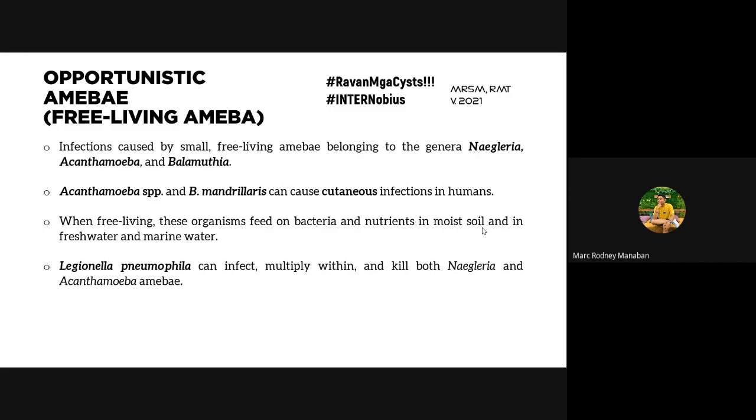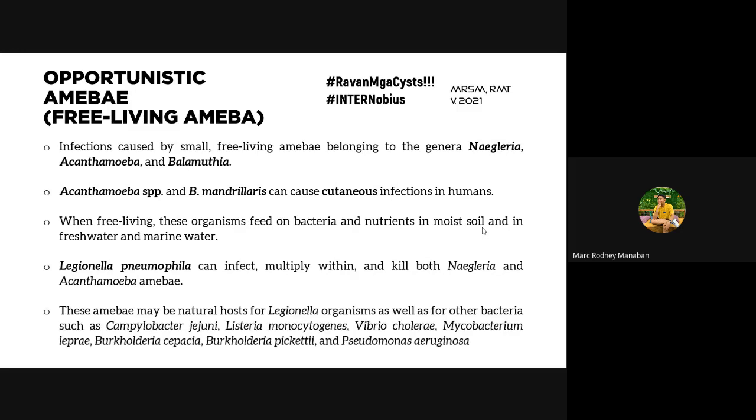Now, there are bacteria, very important, Legionella pneumophila, that can reside in, infect, multiply within, and kill your Naegleria and Acanthamoeba amoebae. So in a way, the amoeba is hijacked, or the bacterium parasitizes your free-living amoeba. So aside from Legionella, you could also have these organisms: Campylobacter, Listeria, Vibrio, Mycobacterium, Burkholderia, and Pseudomonas.